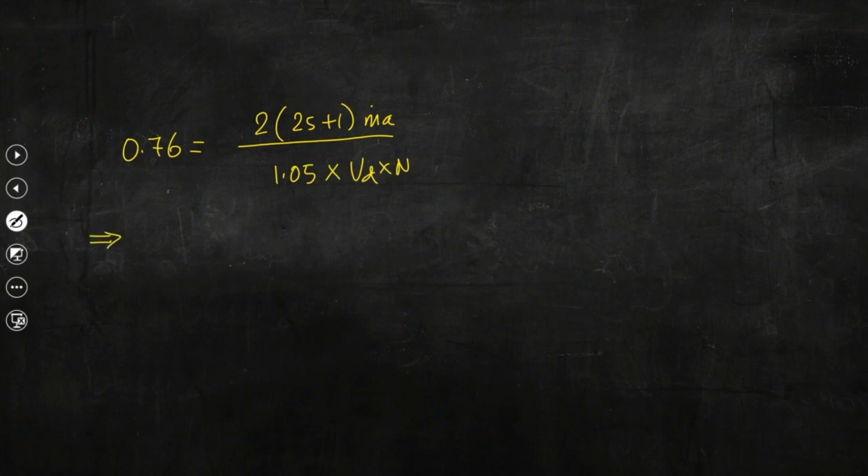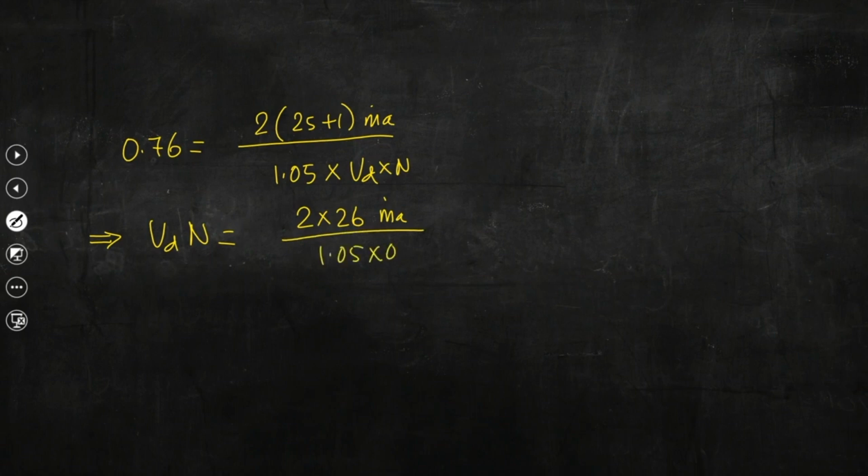So, from there we can calculate Vd into n, that is equal to 2 into 26 m dot a divided by 1.05 into 0.76, and it is coming as 65.1629 m dot f. So, we could write Vd into n in terms of this m dot f.